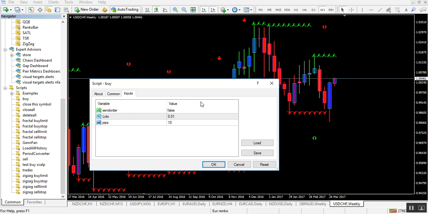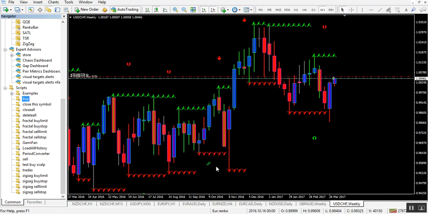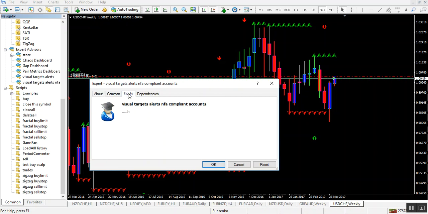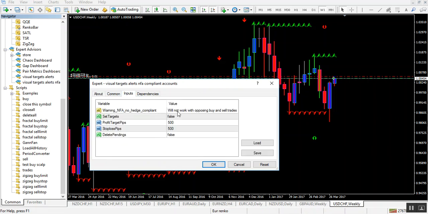So buy, true. Okay, so now we have an order on the chart. So now let's put it on here. And inputs are simply if you want to set the targets or not, your profit target pips, your stop loss pips, and delete pending. I'll talk about that later. Okay, so let's set the targets.